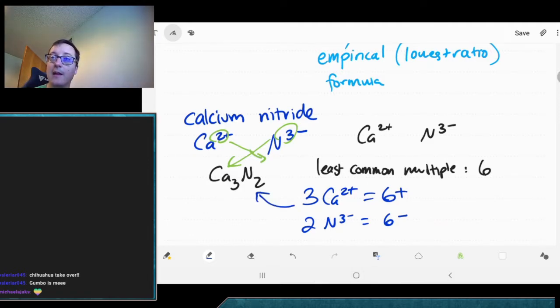So either way you like to do it. Least common multiple takes a little bit more thinking, but it will get you there without having to worry about reducing your subscripts. Crisscross is faster, but then you always need to double check that everything is not divisible by the same number. So either way you like to do it, I don't care. You have the choice to do whatever you like. All right? Any questions so far?